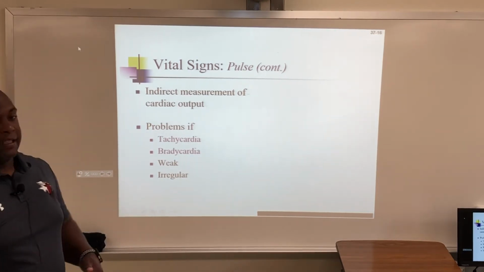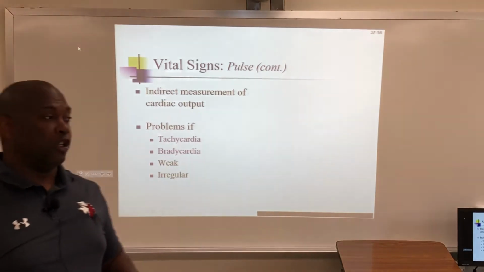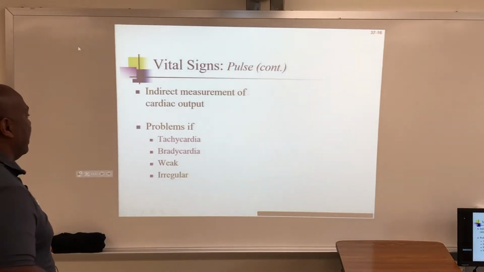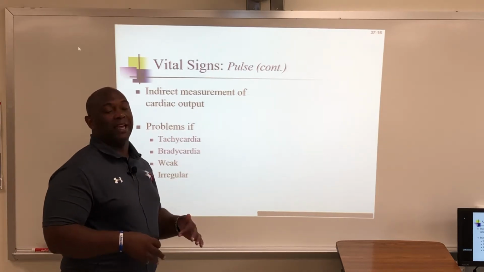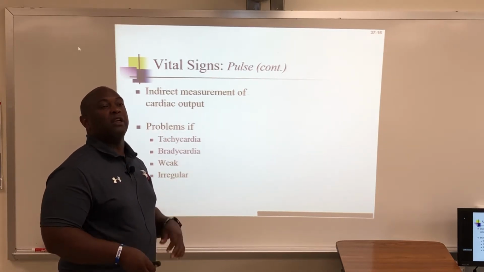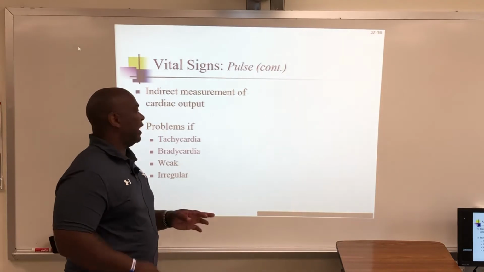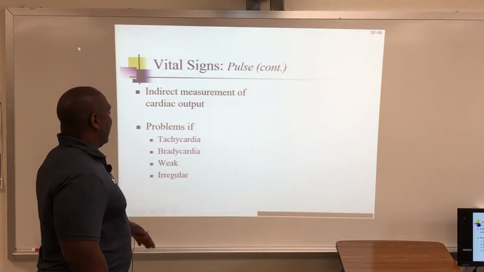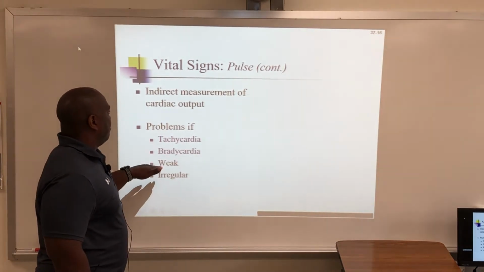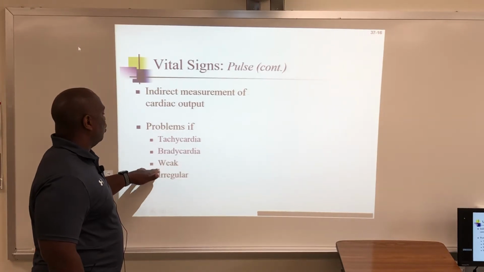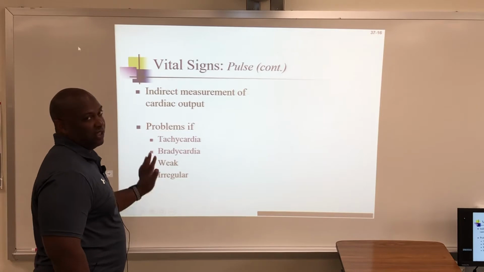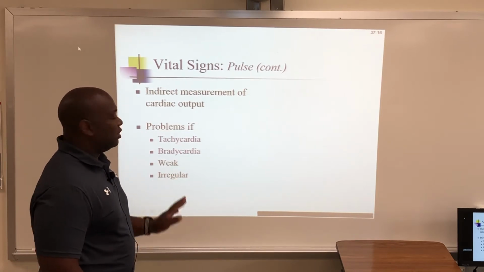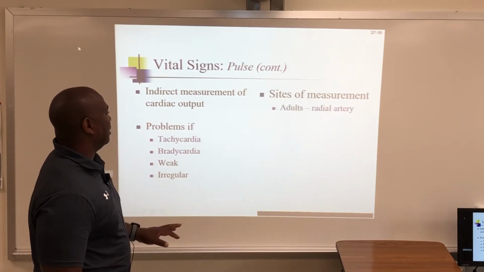Tachycardia is a heart rate that is greater than 100. Bradycardia would be a heart rate that is less than 60. Sorry, not greater, less than 60, okay? Bradycardia. Pulse can be weak or irregular, okay? That's kind of down the line for you. Let's just get these baseline numbers down so we'll know what we're talking about just a little bit.